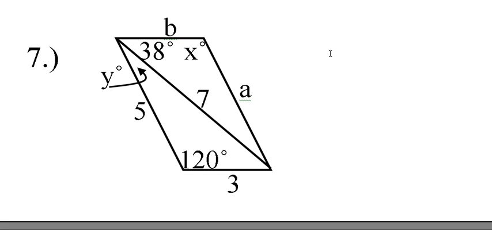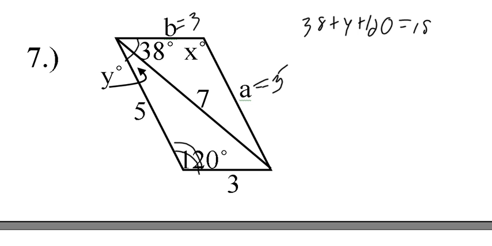Number 7. Here we have another parallelogram. Opposite sides are congruent, so B is 3 and A is 5. And since same side interiors have to be supplementary, this whole thing and this whole thing have to be supplementary, then 38 plus Y plus the 120 is going to be equal to 180, because those two sets of angles there are supplementary. So it's Y plus 158 equals 180, so Y is 22.